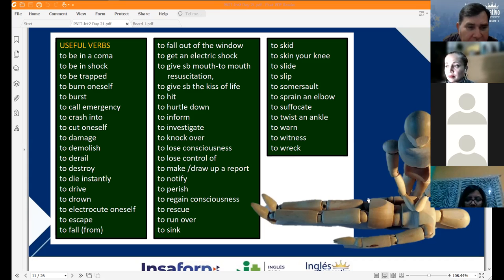To destroy, to die instantly, to drive, to drown. To drown is glug, glug, glug, right? So you are swimming and you get a cramp. You cannot continue swimming. You go to the bottom and you drink a lot of water and then you die. So that is drown, glug, glug, glug, okay?